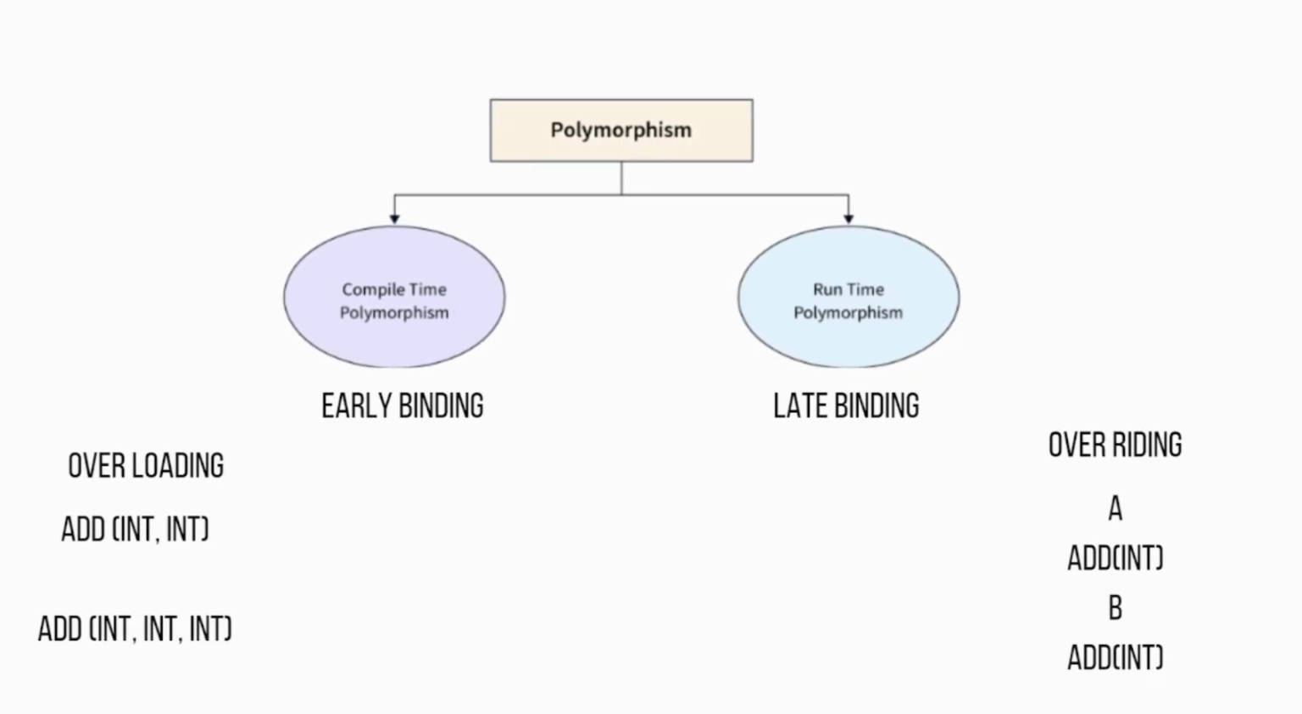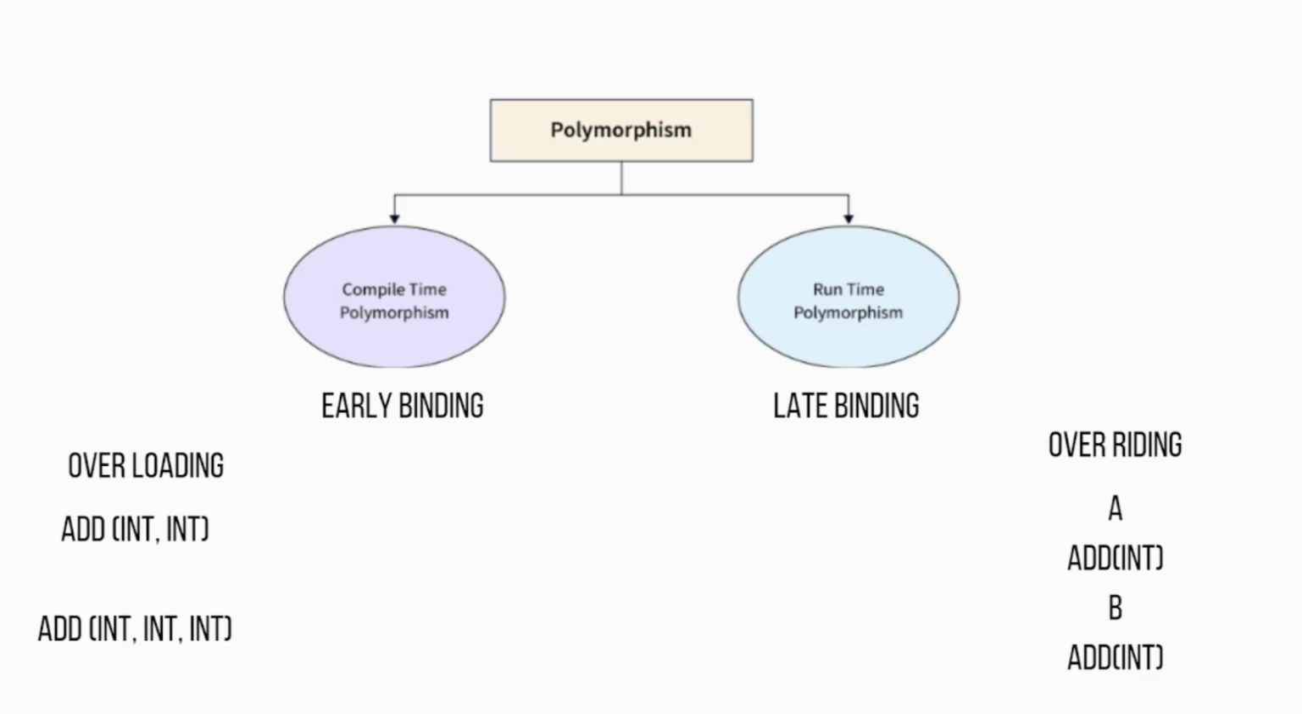So polymorphism is of two types: compile time polymorphism and runtime polymorphism. Basically, the word polymorphism gets divided into two. Poly means many, morphism means behaviors. So basically, it consists of many behaviors.